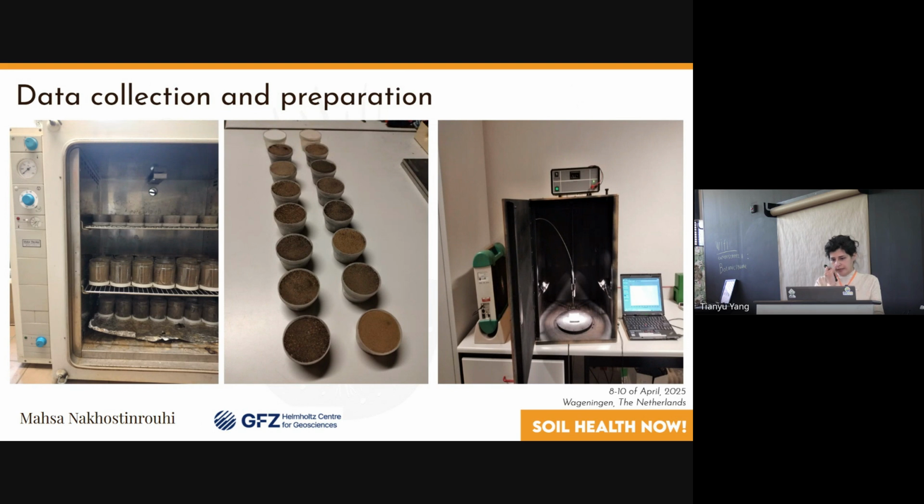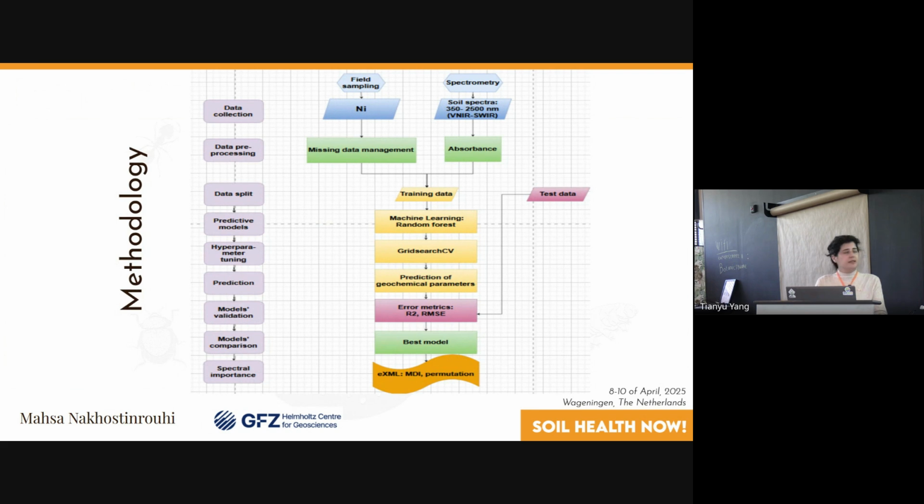Like every soil study, we started from collecting soil samples and preparing them, and then transferring them to the spectrometry laboratory in order to measure their visible near-infrared and shortwave infrared spectra. On this slide, you would see a diagram of the methodology, and it starts from collecting data including nickel, which was measured for all samples, and also the spectral data measured in the spectrometry laboratory.